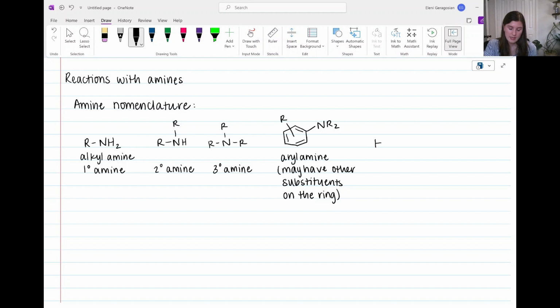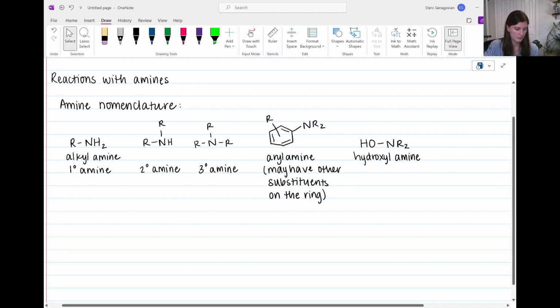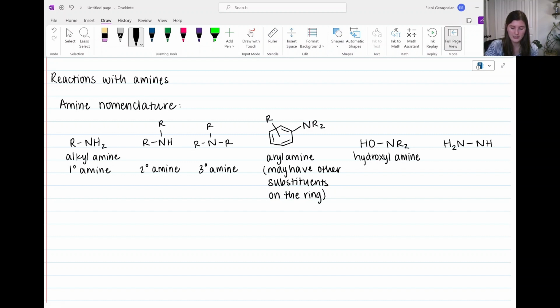When there is an OH group bonded to a nitrogen, this is called a hydroxylamine. And then if you have two nitrogen groups, like two NH2 groups, bonded together by the nitrogen, so the two nitrogens are bonded to each other, this is called a hydrazine.